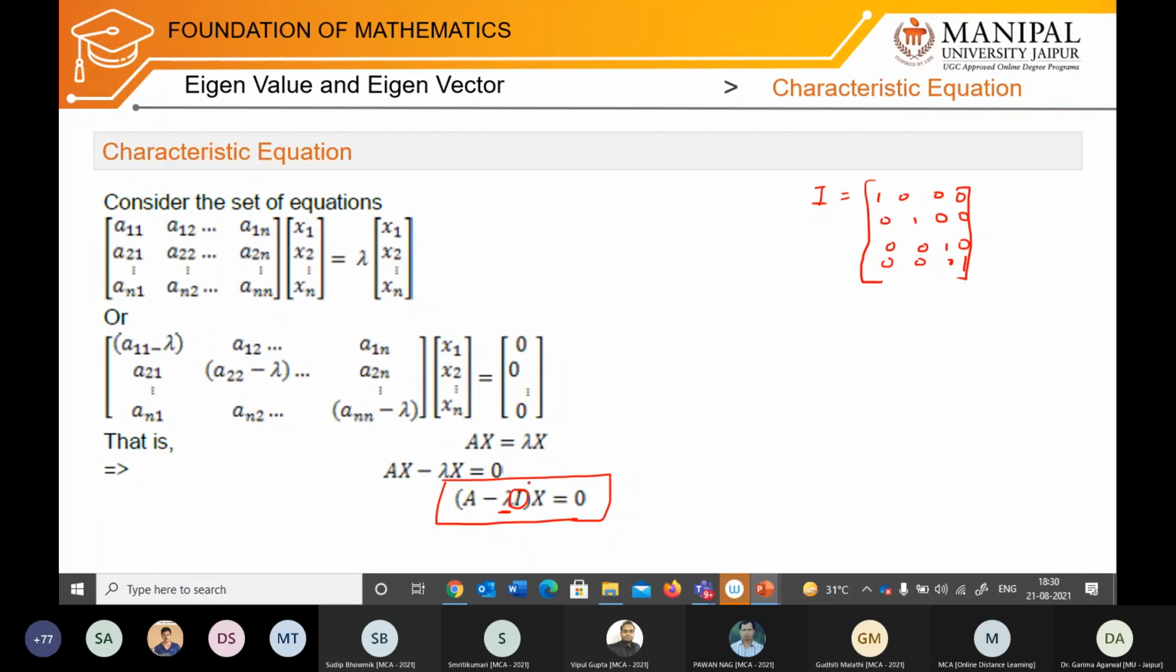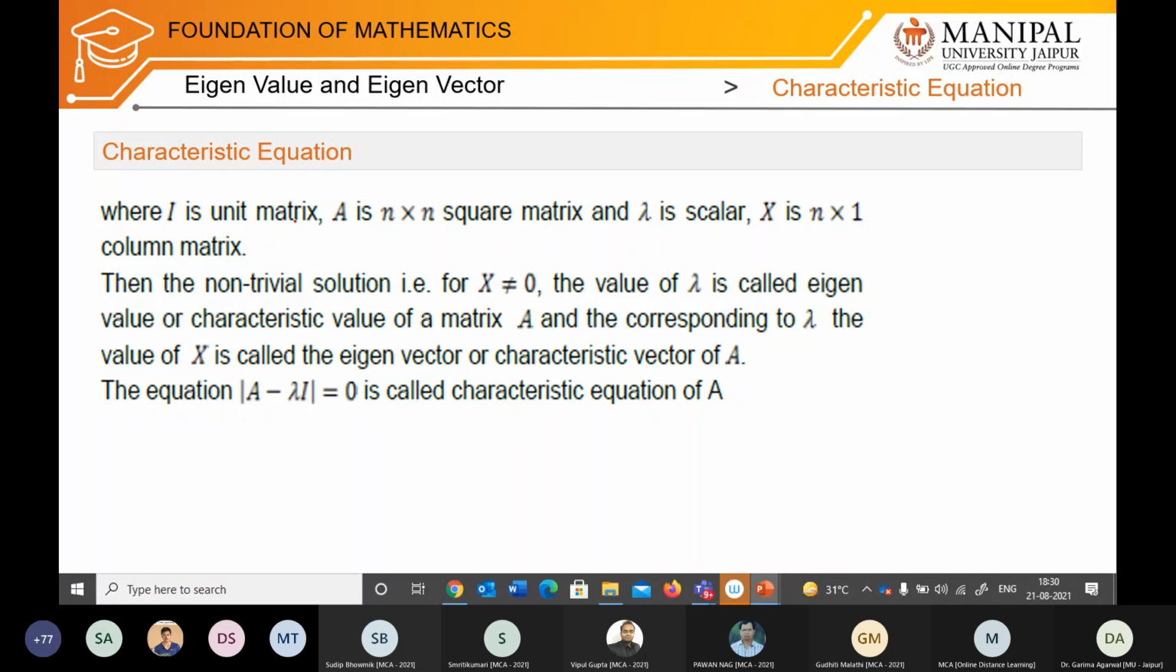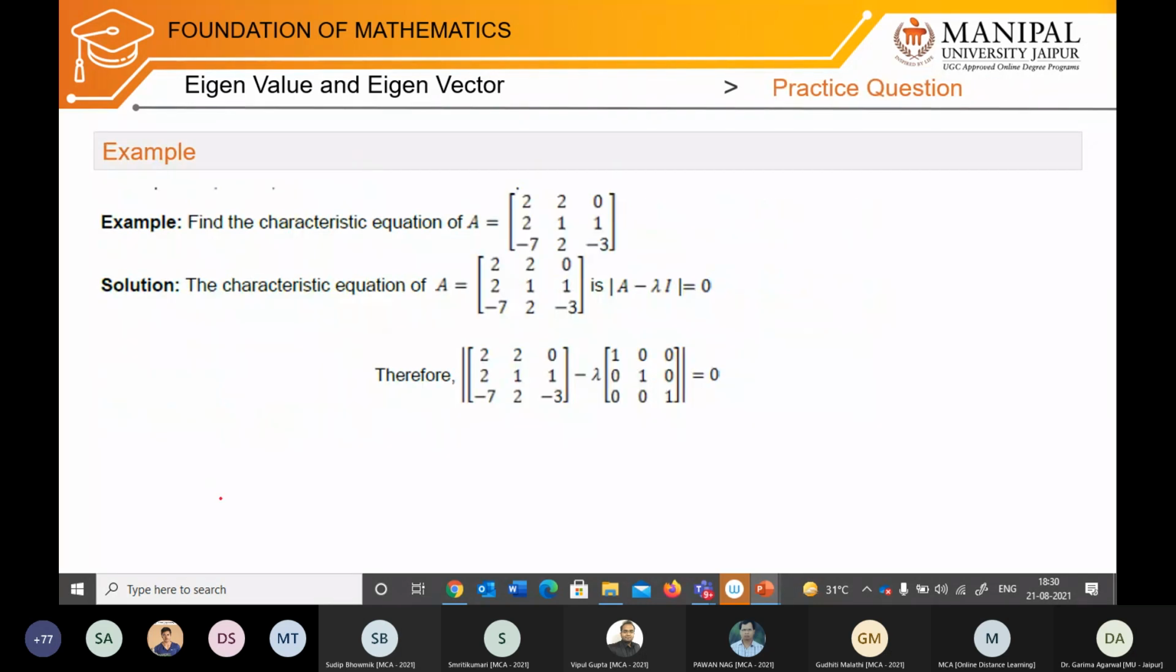So (A minus lambda I) x equals 0. This is the characteristic equation, right? Determinant of A minus lambda I equals 0 is known as the characteristic equation, where A is the given matrix. For example, if we need to find the characteristic equation for this matrix, first of all, we need to write determinant of A minus lambda I equals 0. Determinant of this matrix minus lambda times the identity matrix of the same order as the given matrix equals 0, right? Then we'll multiply lambda with this matrix, meaning all the diagonal will convert into lambda.